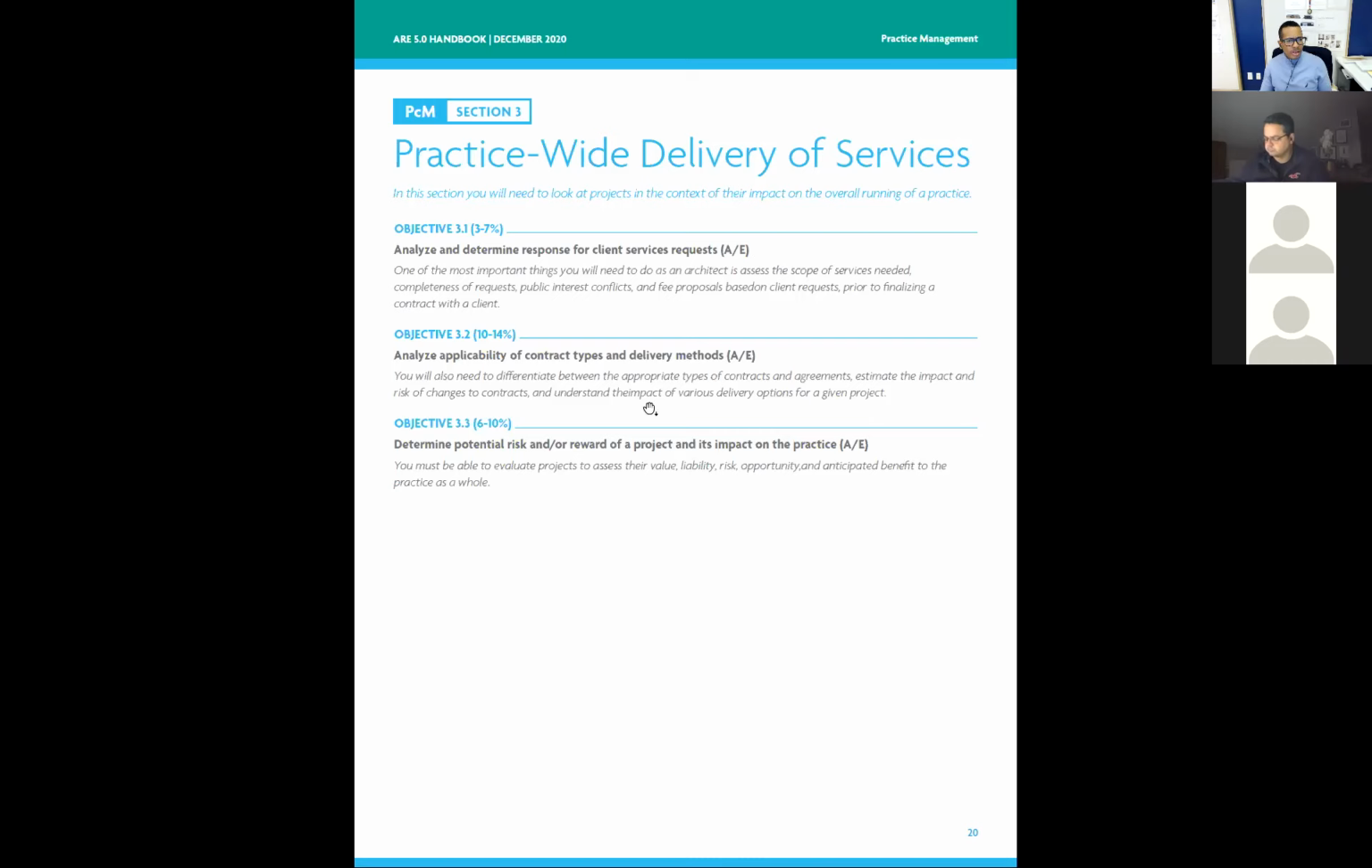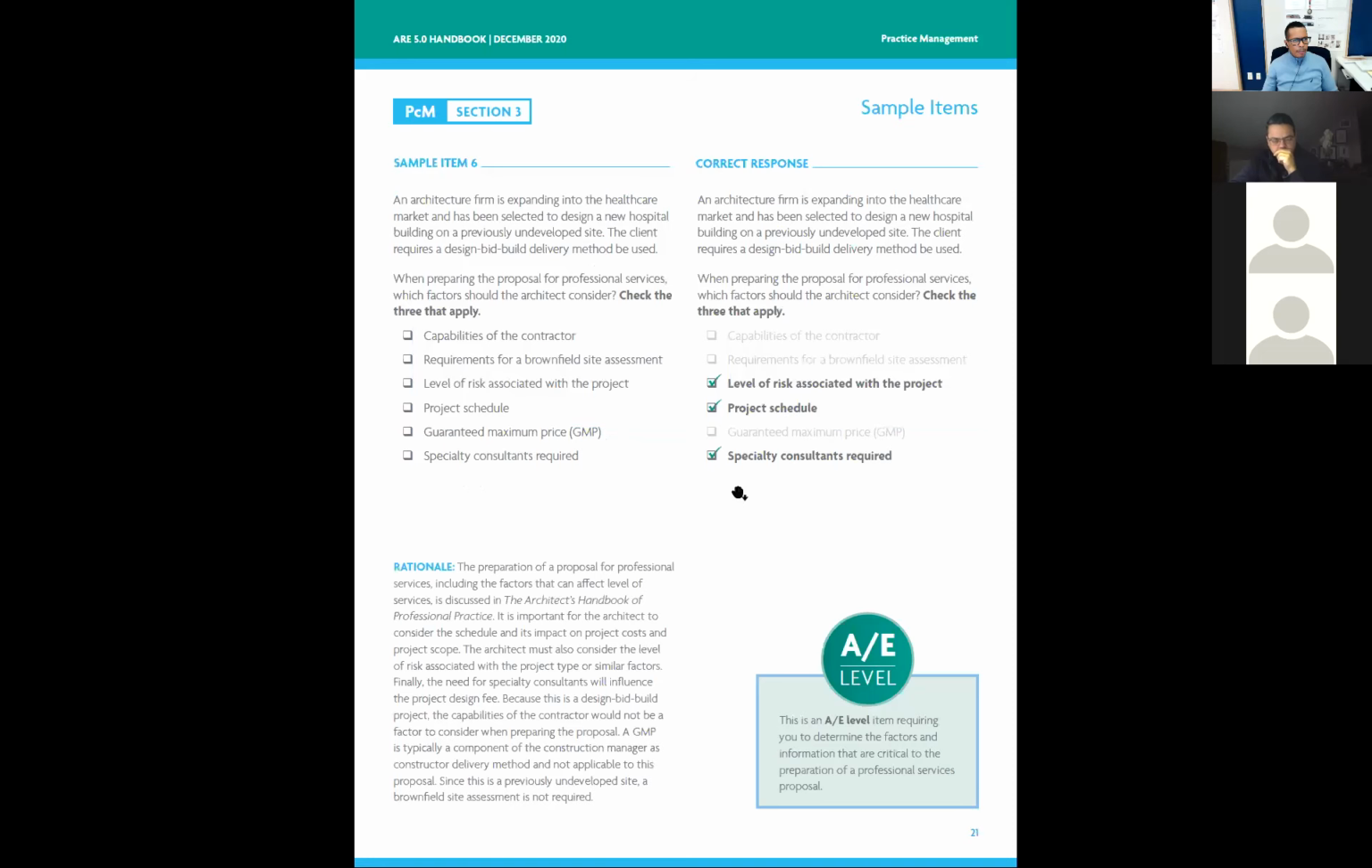By the way, there's another type of impact. Objective 3.3: determine potential risk and or reward of a project and its impact on the practice. I spoke about that before, right? Risk and reward, risk and reward, risk and reward. You've got to think about that stuff. What's the liability? What's the risk? What's the opportunity? What's the anticipated benefit?